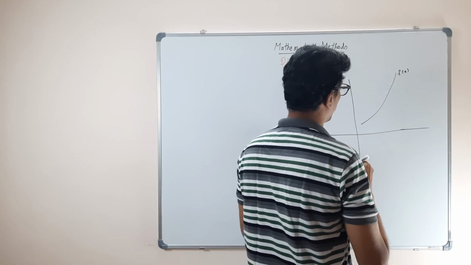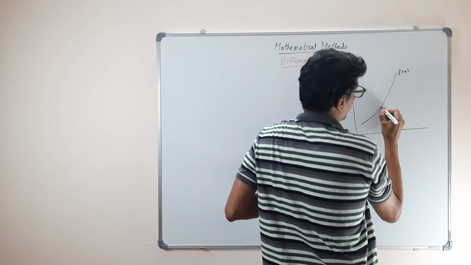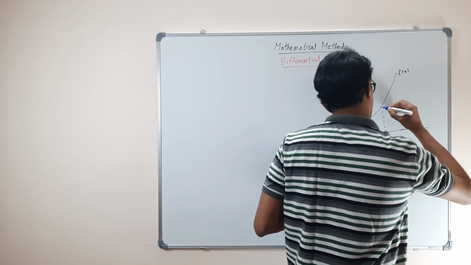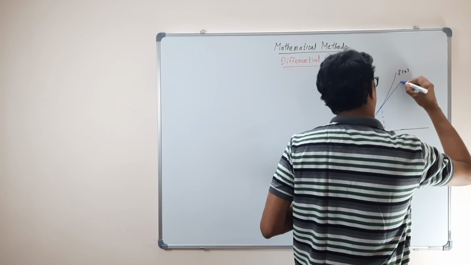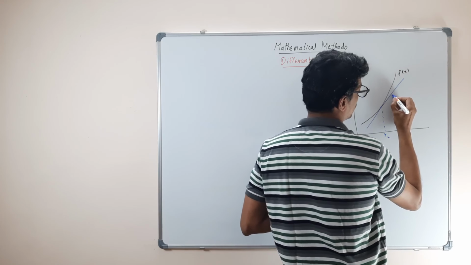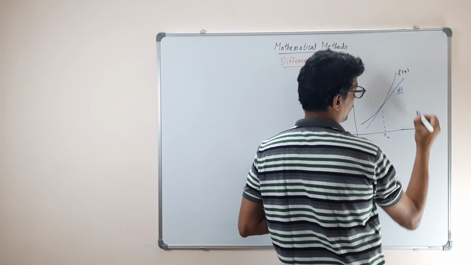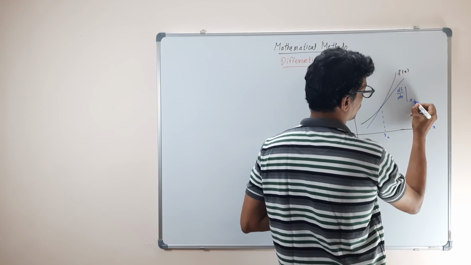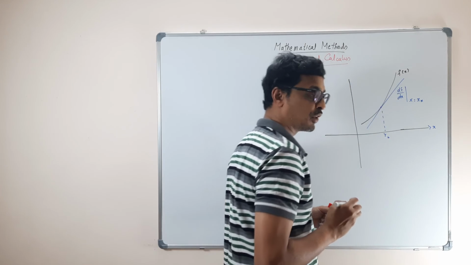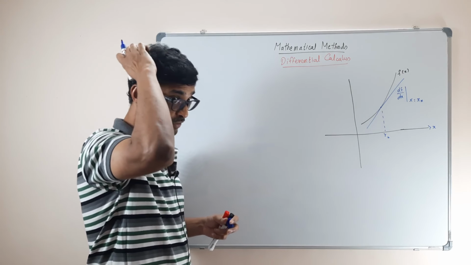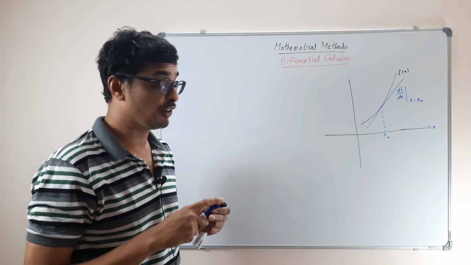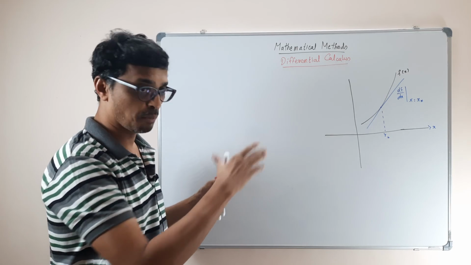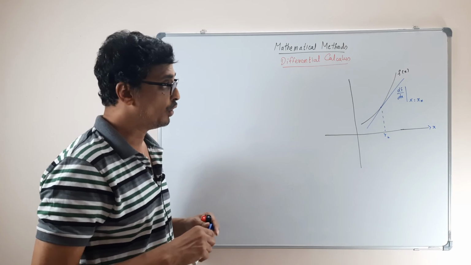For example, if I take a point, some x star, the derivative at this point is nothing but the slope of the function at this point. So this is equal to df by dx at x equal to x star. That's what we saw last time, and we also wrote down the properties of the derivative. Some of those properties we will be using now.